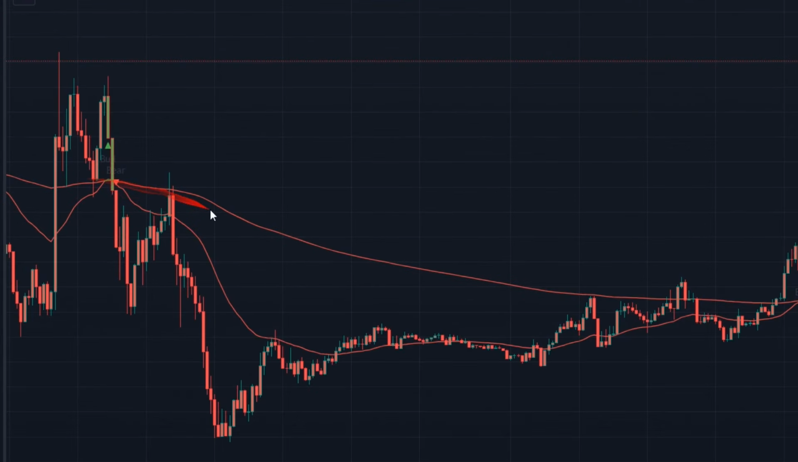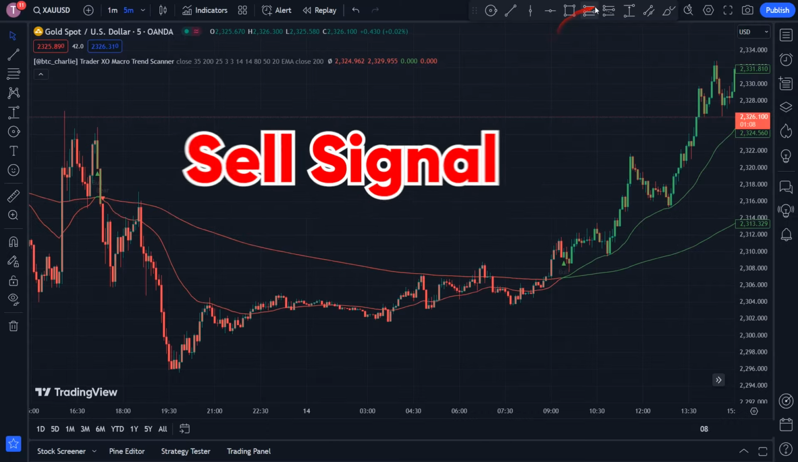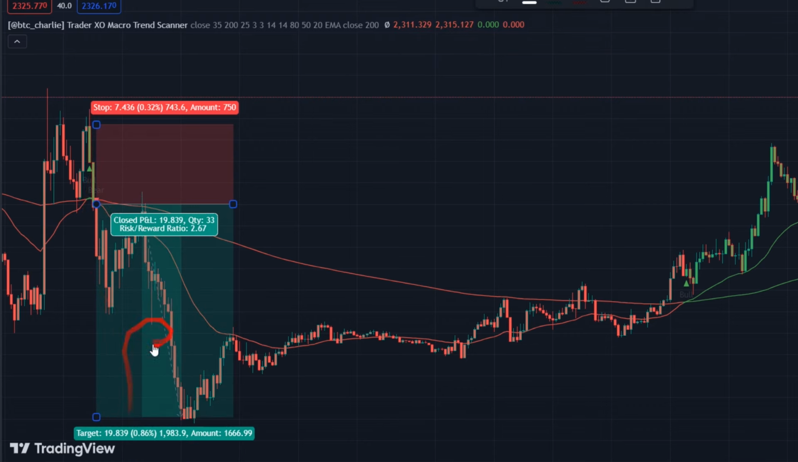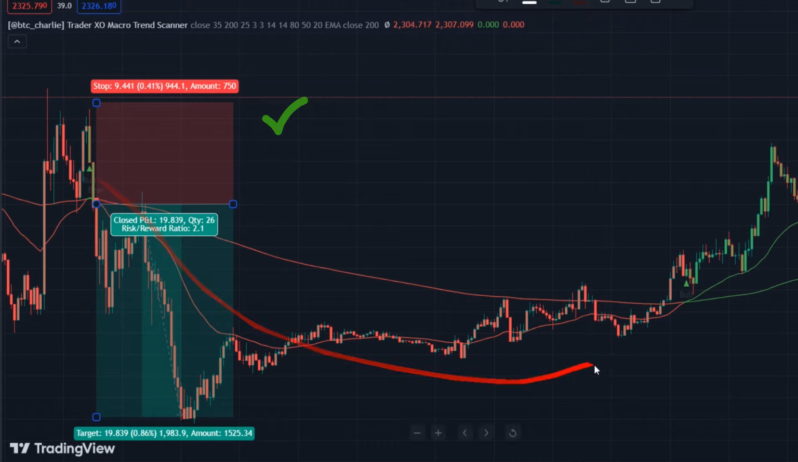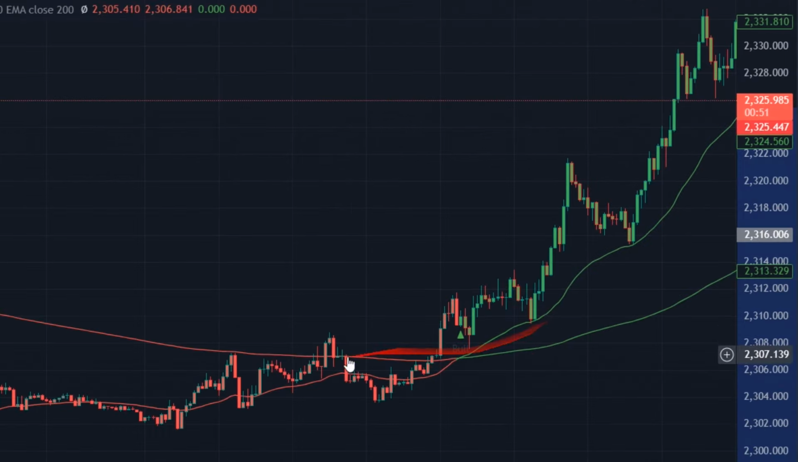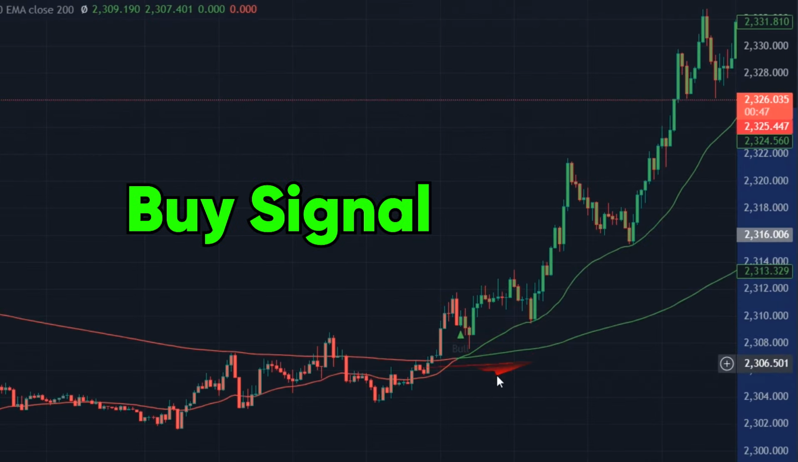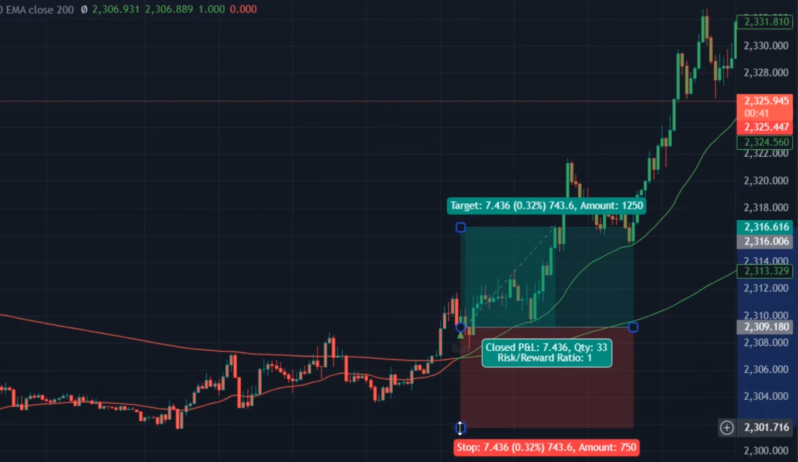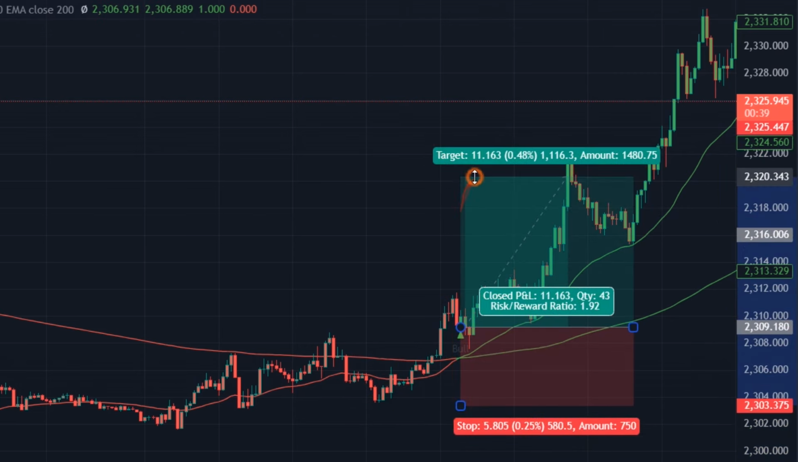As you can see here, these two lines cross downwards and we can observe a sell signal. We can enter a sell trade here and place the stop loss slightly above the last swing high. When these two lines cross upwards, we see a buy signal. We can enter a buy trade here and place the stop loss slightly below the last swing low.